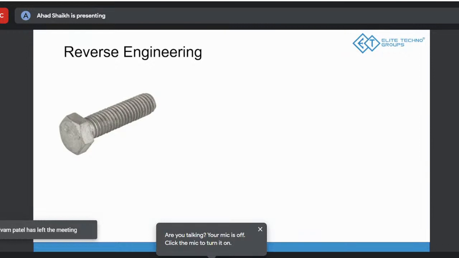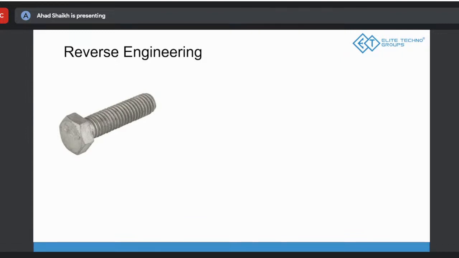Use my vernier caliper to measure length and then use screw gauge to measure distance between two threads. Yes, great, great. It's Divanshu. Yeah, Divanshu. It's exactly right.